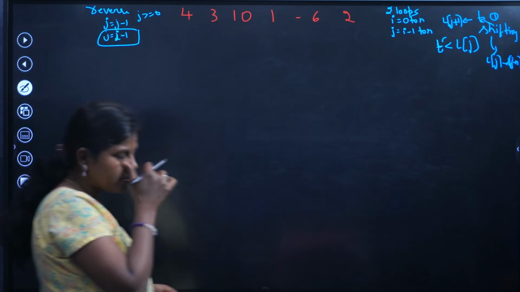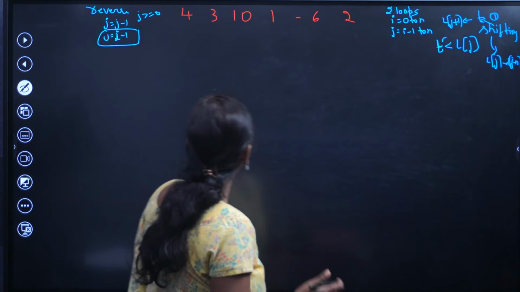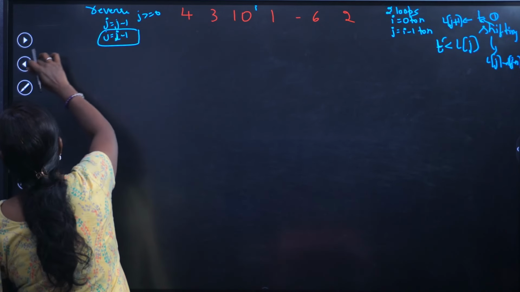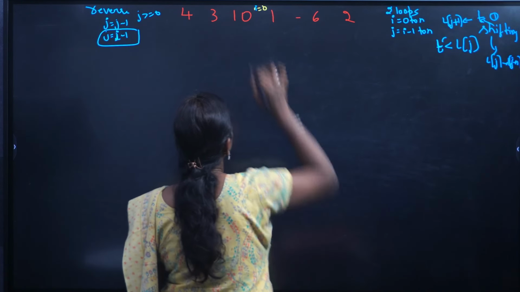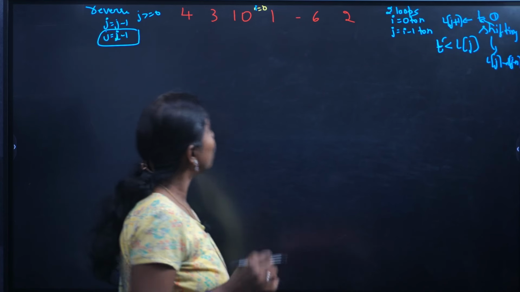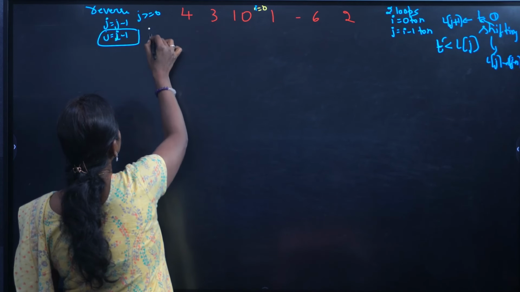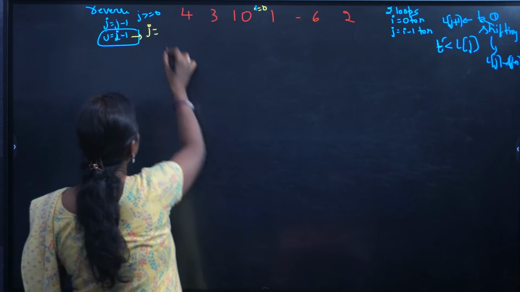So we have 4, 3, 10, 1, minus 6 and 2. I'm going to do it from the beginning. I equals 0, and here comes j. What is j? i minus 1, so j is equal to minus 1.